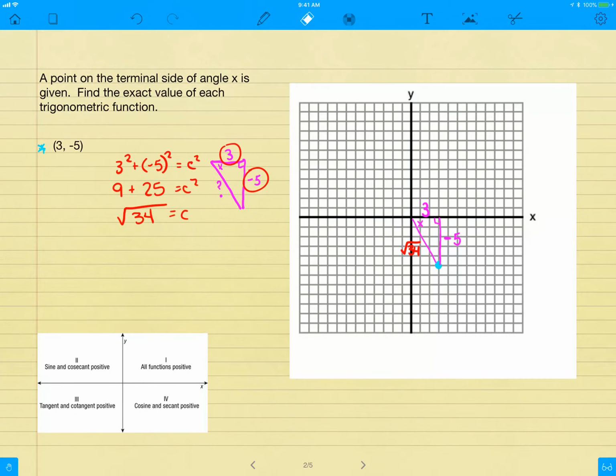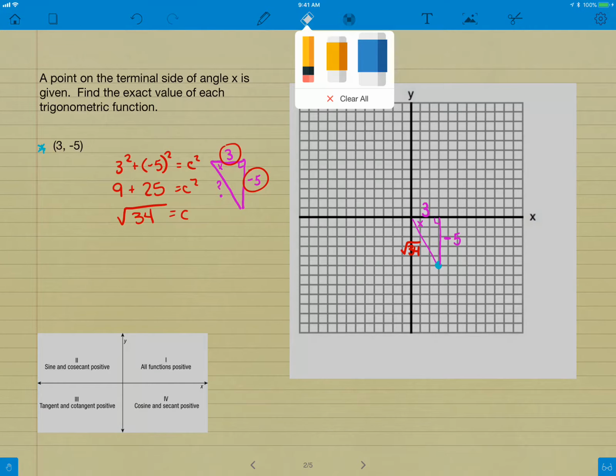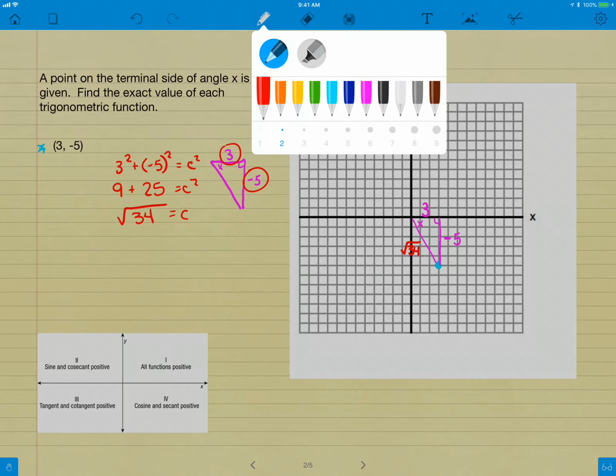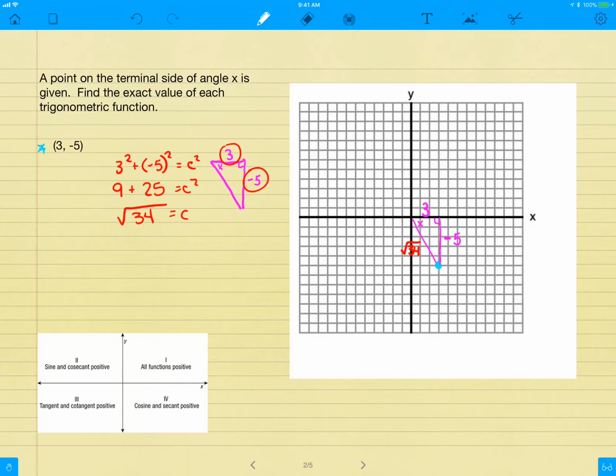I'll erase a part here. Let's see. I can get rid of this part, and I can put in that square root of 34 right here. Okay, so now we're going to do the 6 trig functions from that triangle.